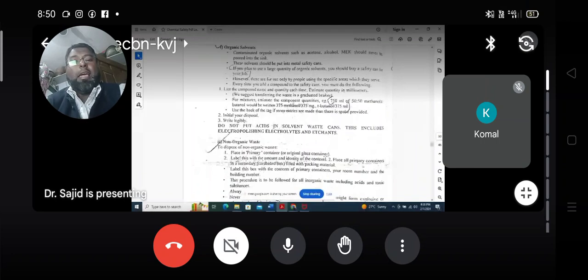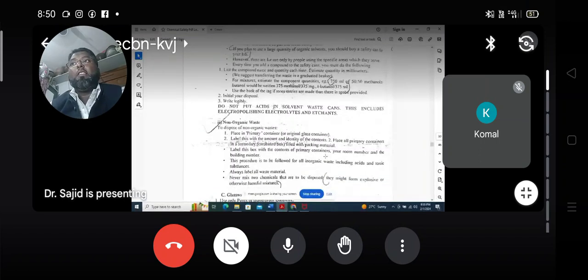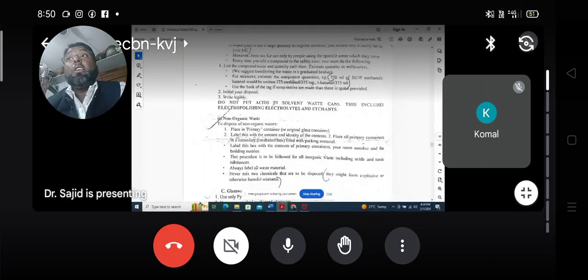एक can रखना होता है. If you have the waste, you can store it in the one can. After adding, every time you have to keep the record. Do not put acids in the solvent waste cans. This includes electropolishing electrolytes and the particular etchants. Non-organic waste.